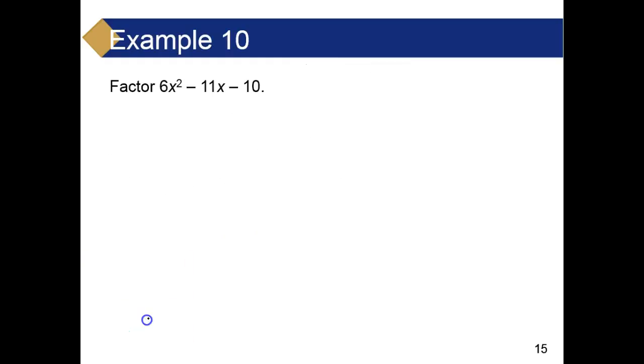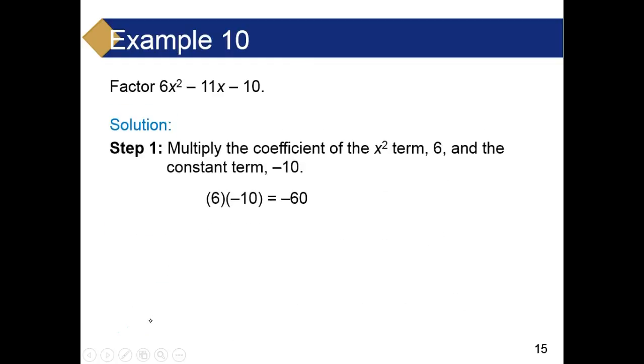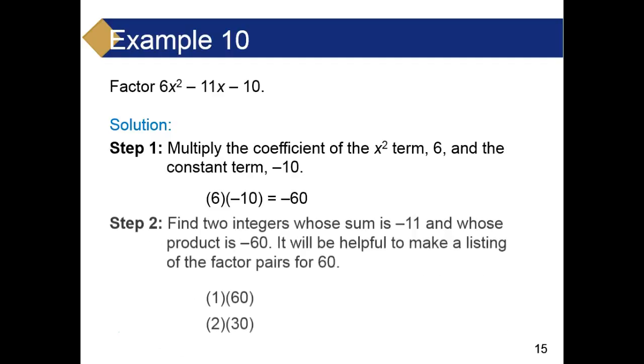But it doesn't always look that way, okay? Step 1, multiply the coefficients of the x squared term, 6, and the constant term, minus 10. Yes, A times C. They don't ever call it that, but to me that is much easier to remember. But if you don't like it that way, just multiply the x squared coefficient by the constant term. That gives you negative 60.